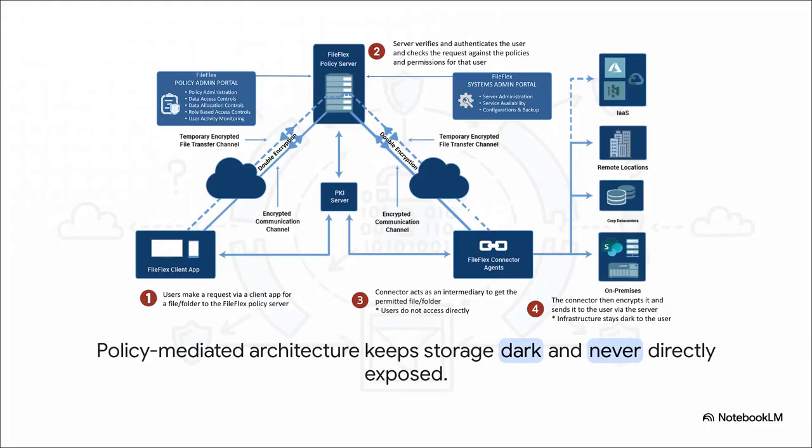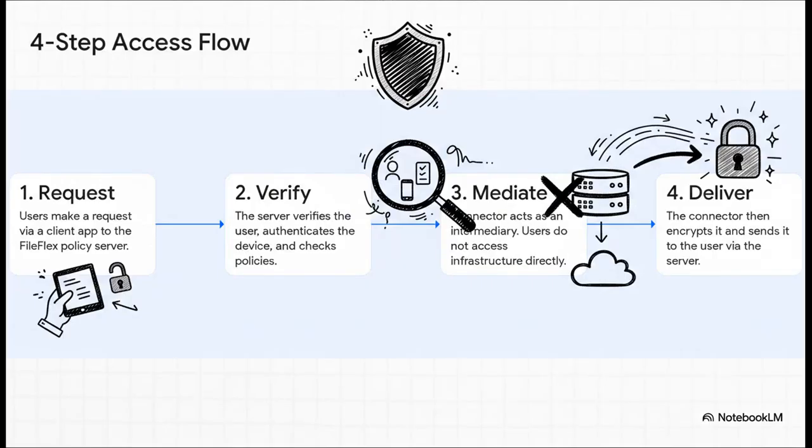All right, I know this diagram looks a little complex at first glance, but it perfectly shows how this dark storage idea works. You've got the user over on the left and all your data repositories on the right. But look closely. What's the most important thing here? It's what's not there. There is no direct line, no direct connection between the user and the data. Instead, every single request has to go through that FileFlex policy server sitting right in the middle. It's the ultimate middleman.